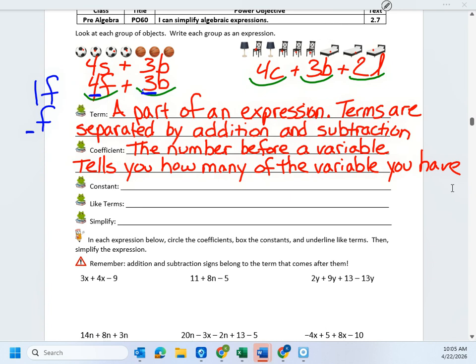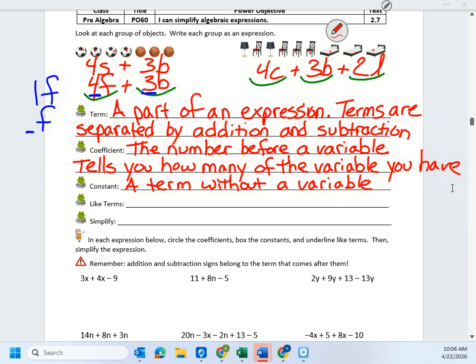The constant is a term without a variable. So it's just a number. So think about when we had y equals mx plus b. That b was just a number, that y-intercept. That is a constant. The constant doesn't have a variable connected to it, just the number.